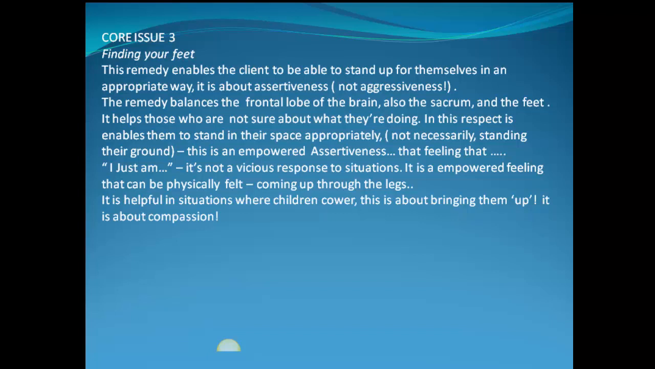It's an assertiveness, that feeling that I just am. It's not a vicious response to situations. It's an empowered feeling that can be physically felt coming up through their legs. It's helpful in situations sometimes where children cower. So this is about bringing them up. It's also about compassion.